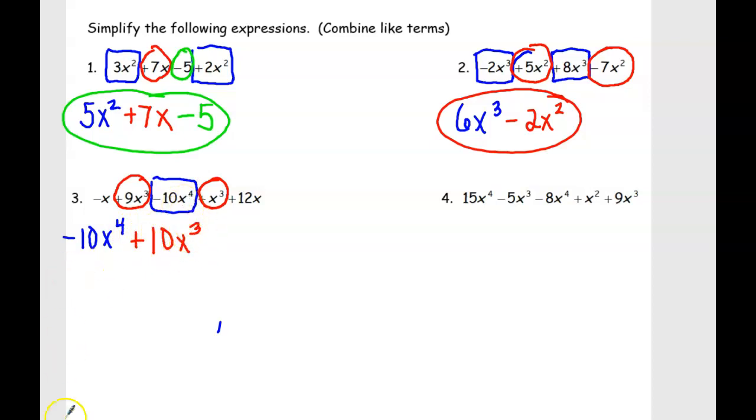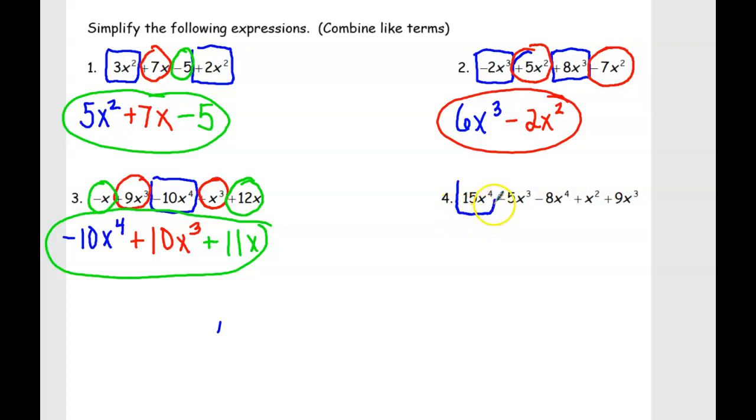Okay, and then we have a negative x and a positive 12x. So it's like saying 12 minus 1 is a positive 11x. Okay, so there we are in simplest form. Okay, at any point you can pause the video and try some yourself. We're going to take 14x to the fourth minus 8x to the fourth. When I do that, I get 7x to the fourth.